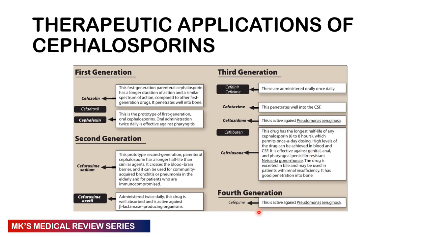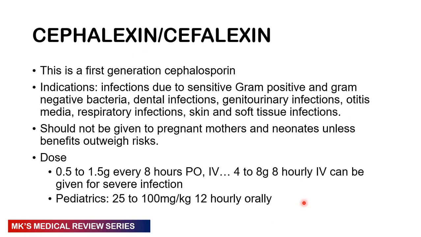And of course, you have the fourth generation, which can be effective against Pseudomonas aeruginosa. So we'll start with the first generation, which is Cephalexin, which can be spelled with a PH or an F.